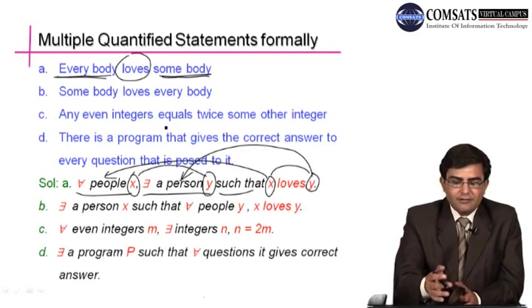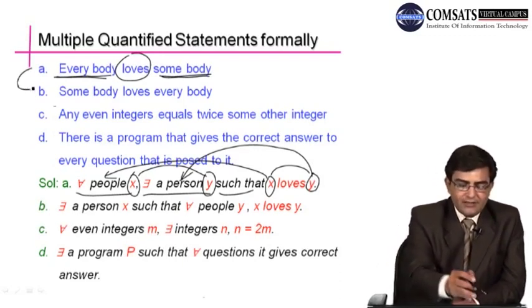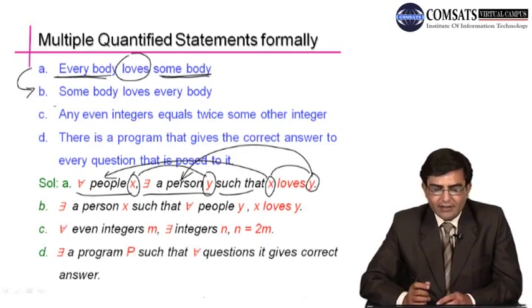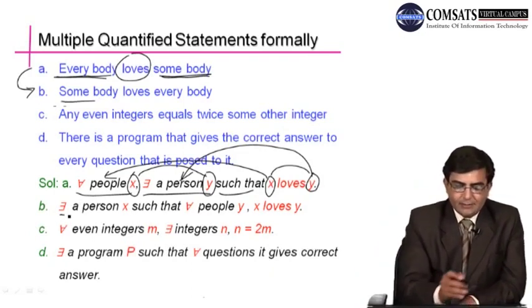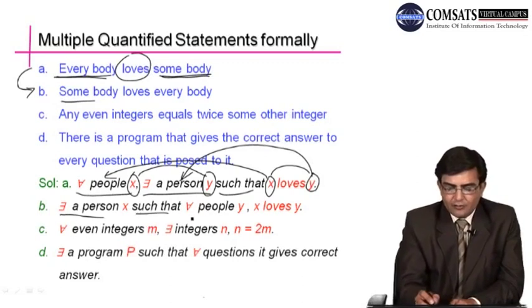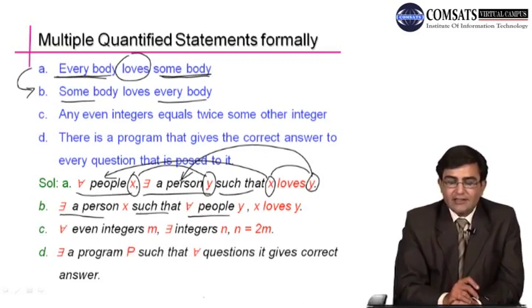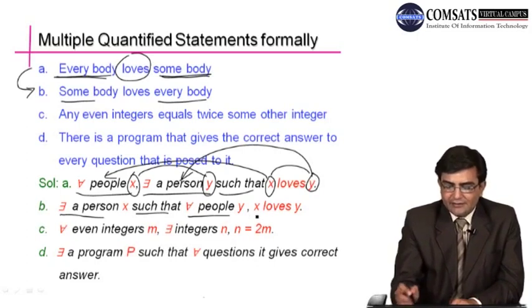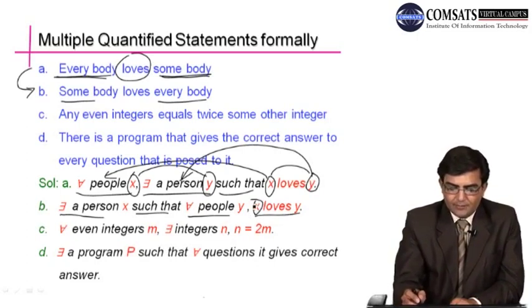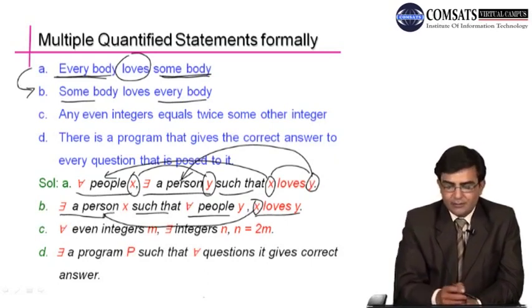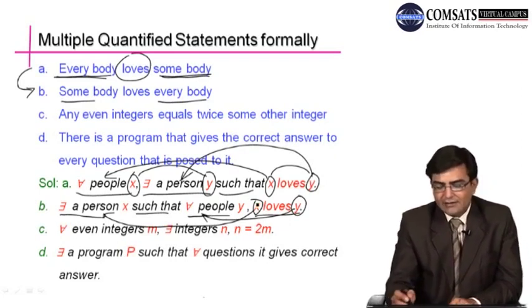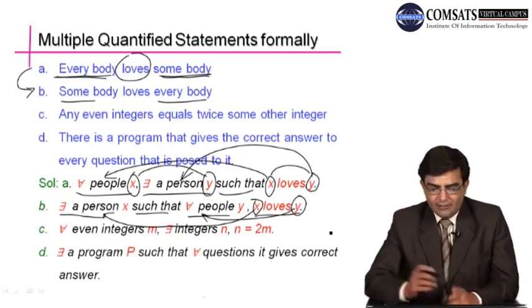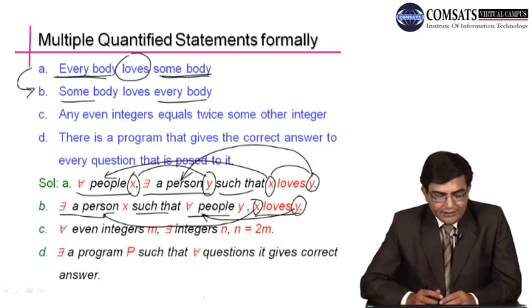If we change the order of everybody and somebody in part A of this example, means somebody loves everybody, then the placement of quantifiers will be changed. Here for somebody we use: there is a person x such that for all people y, x loves y. Now here x is there is a person, which means somebody, y means everybody, x loves y means somebody loves everybody. This is how we translate into formal language.